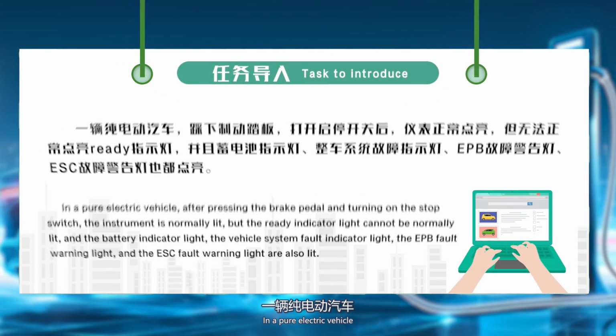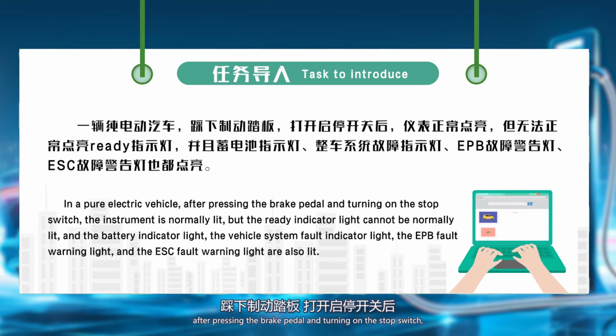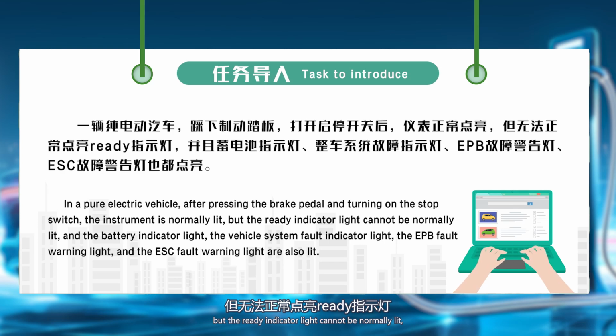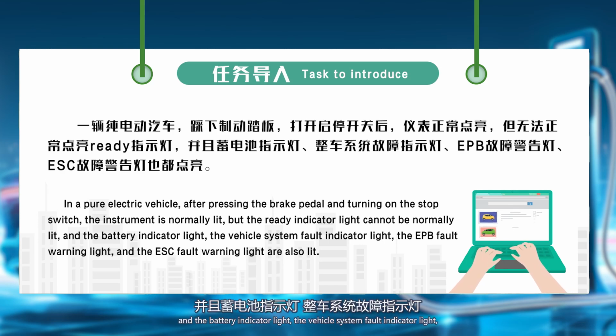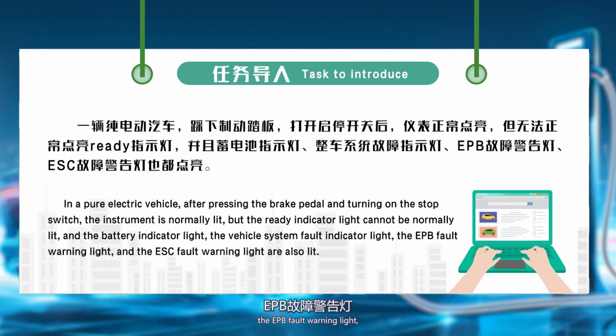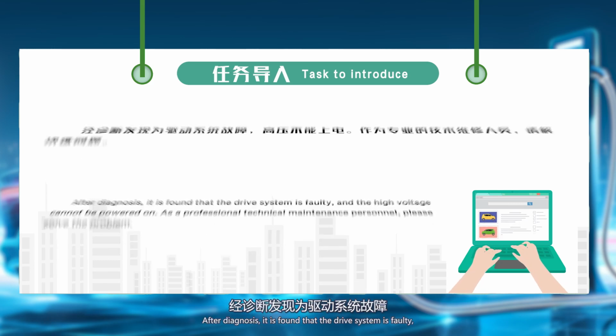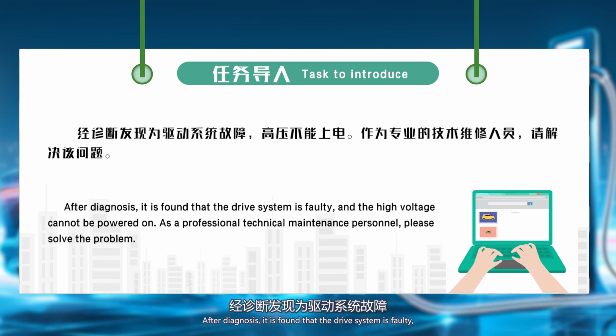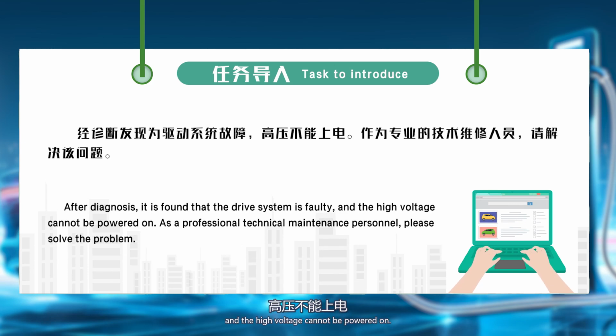In a pure electric vehicle, after pressing the brake pedal and turning on the stop switch, the instrument is normally lit, but the ready indicator light cannot be normally lit, and the battery indicator light, the vehicle system fault indicator light, the EPB fault warning light, and the ESC fault warning light are also lit. After diagnosis, it is found that the drive system is faulty, and the high voltage cannot be powered on. As a professional technical maintenance personnel, please solve the problem.